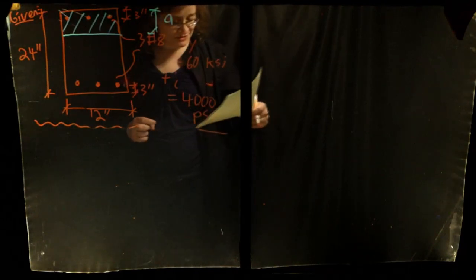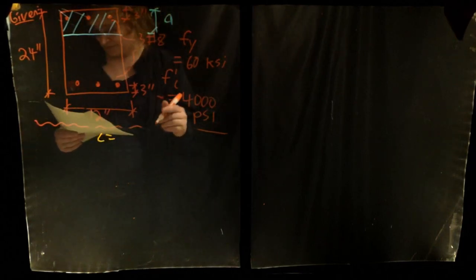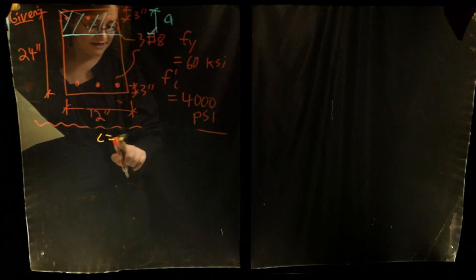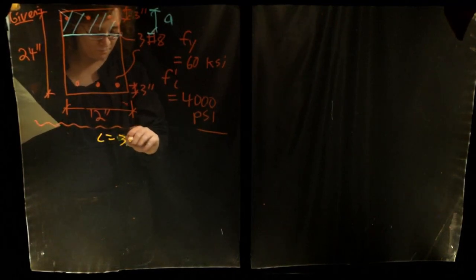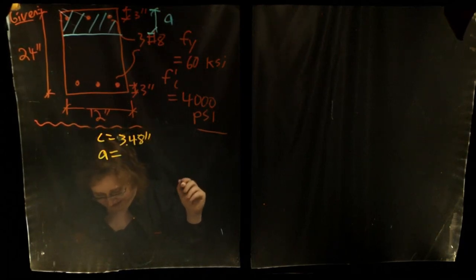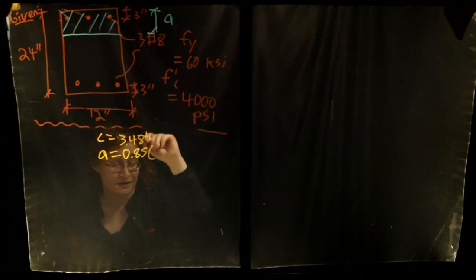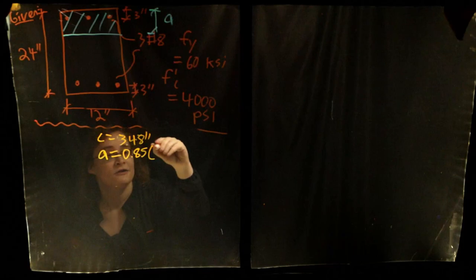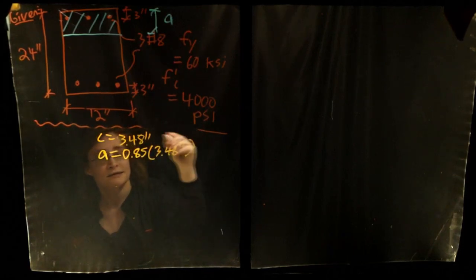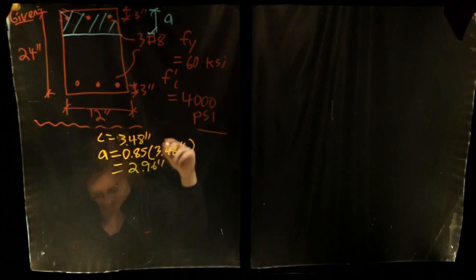All right, so let's work through our equilibrium calculations one more time using my iterated value of C equal to 3.48 inches, where C again is the neutral axis depth. So 3.48 inches. And in turn, our A, our Whitney stress block depth, will be beta 1 times C, or 0.85 times, and again, beta 1 in our case, because our F prime C value is 0.85, so times 3.48 inches, and I get an A, a Whitney stress block depth, of 2.96 inches.